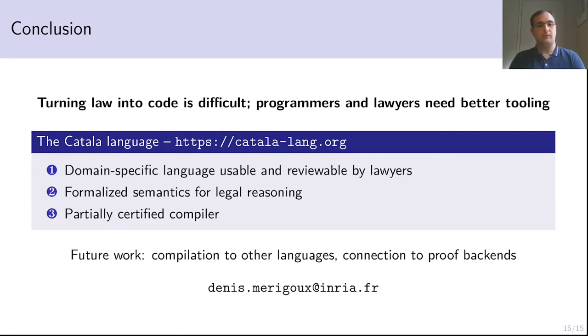As future work, we want to extend the compilation of Catala to other languages. Right now we have OCaml, Python and JS, and we want to connect Catala to proof backends in order to enable the proof of several properties about the text of the law.